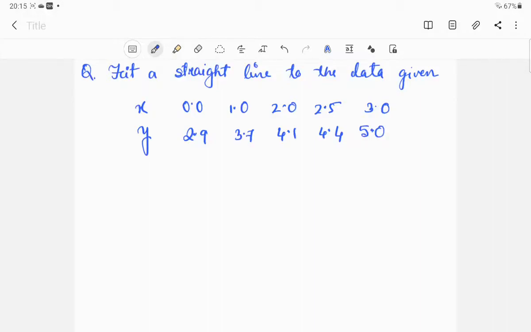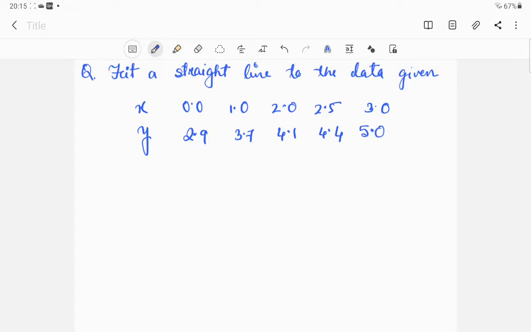Hello dear students, today we are going to solve a numerical problem on the topic that we discussed in our last video, that is straight line fitting with the help of the least square method. The question is: fit a straight line to the data given below. This is the simplest form of question that you can expect in straight line fitting. I will also give you some other sample problems to be solved at home as an assignment. So let us first discuss this.